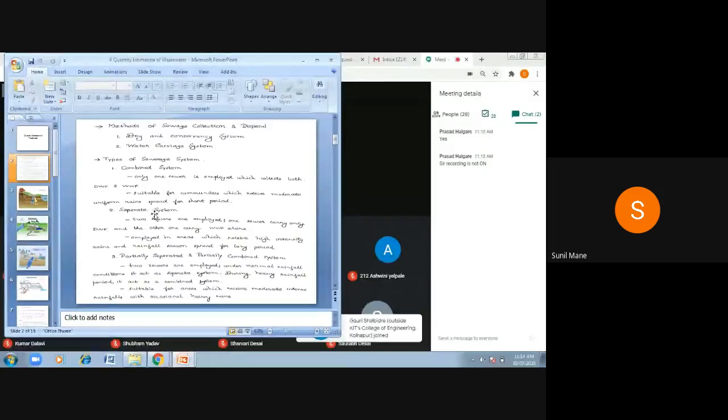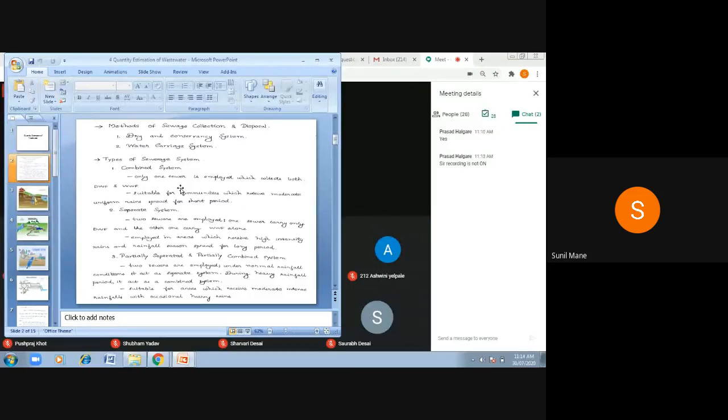For this particular part of design. Okay, so whenever we are going for design, we should be very much clear about what the various types of systems are, for the collection of dry weather flow as well as wet weather flow. Dry weather flow means the dry system and water carrier system.